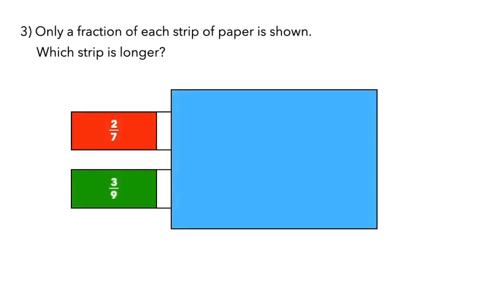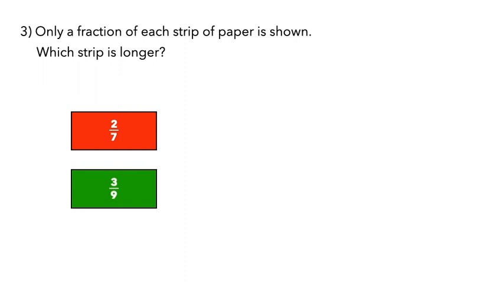Let's try a slightly more challenging version of the same problem. Question 3, only a fraction of each strip of paper is shown. Which strip is longer, the red or the green? So 2/7 of the red strip is equal to 3/9 of the green strip. The question we need to ask ourselves is how many of those red blocks do we need to get back to the original size of the red strip?